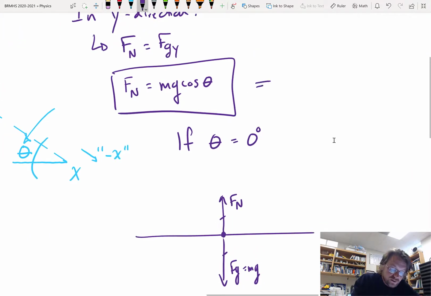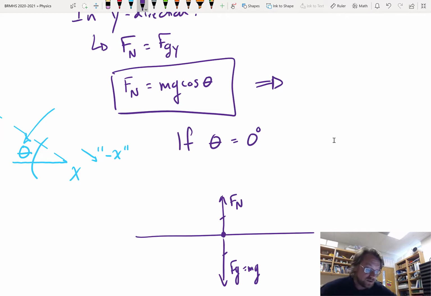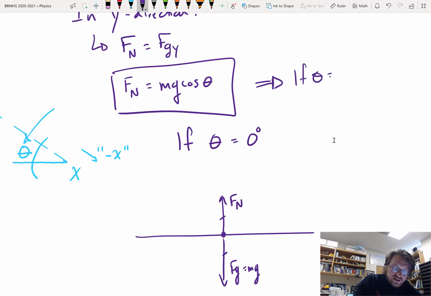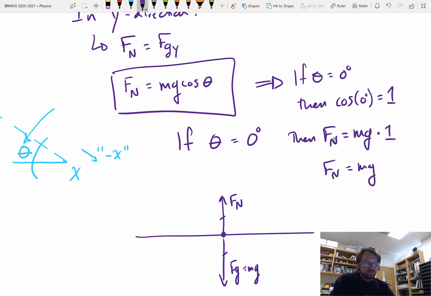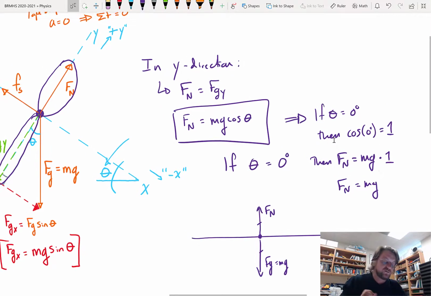So we look at this equation, see if it makes sense. If theta equals 0, then that means we'd have the cosine of 0 degrees. The cosine of 0 degrees is 1, right? So if theta equals 0 degrees, then cosine 0 degrees equals 1, then the normal force would be equal to mg times 1, or the normal force would be just equal to mg. So this equation that I've boxed in purple makes sense.